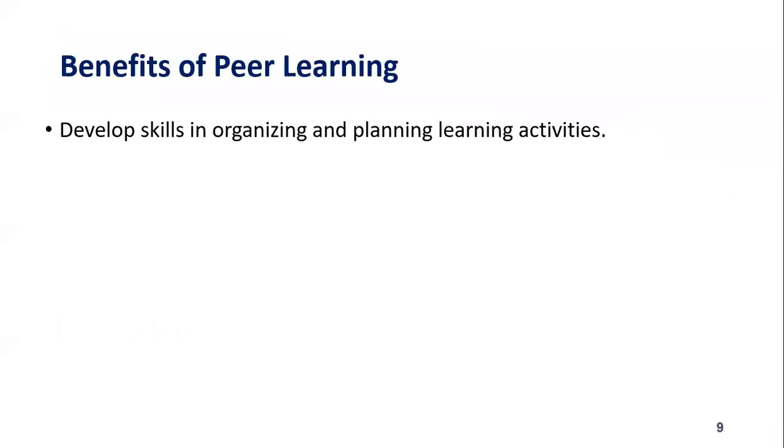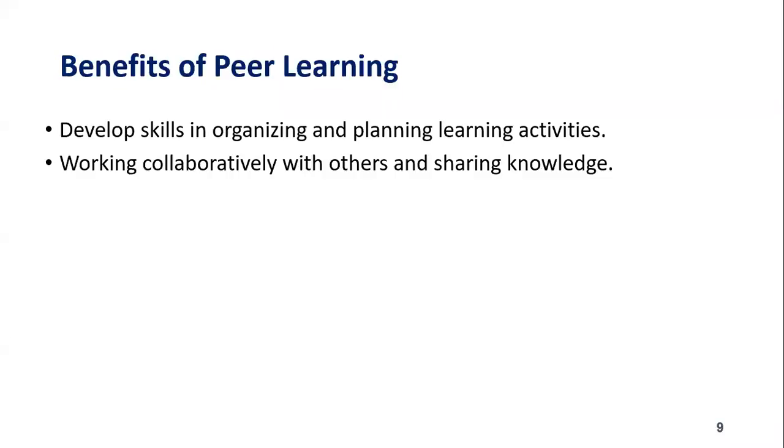Okay, we'll see the first one: develop skills in organizing and planning learning activities, right? You can develop your soft skills while learning. And the second one is working collaboratively with others and sharing knowledge. Knowledge sharing is a must in peer learning. Giving and receiving feedback. So through that, you can correct the errors. If there are errors, you can correct those.